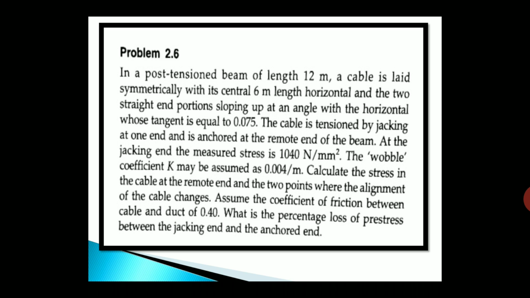So this example is purely based on losses due to friction. Here the effect of the friction between the cable and the duct is considered, as well as the wobble effect. The angle is given as 0.075. Let's start with the solution.